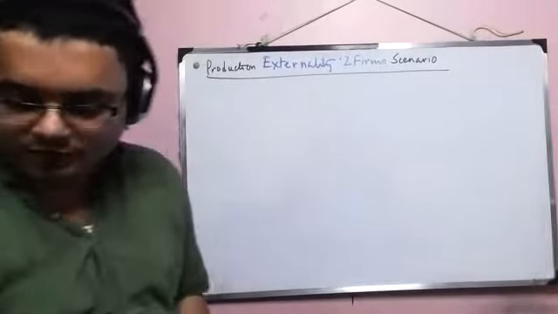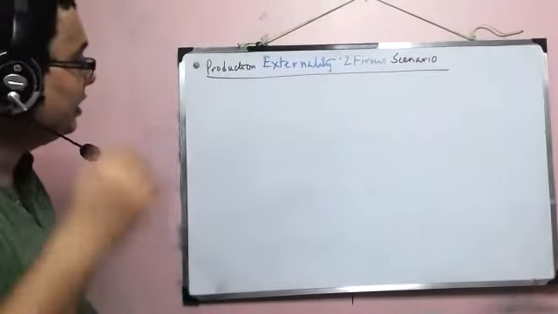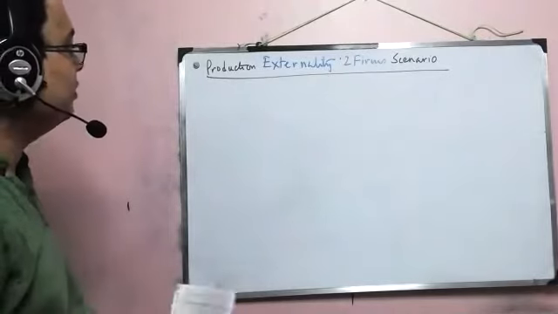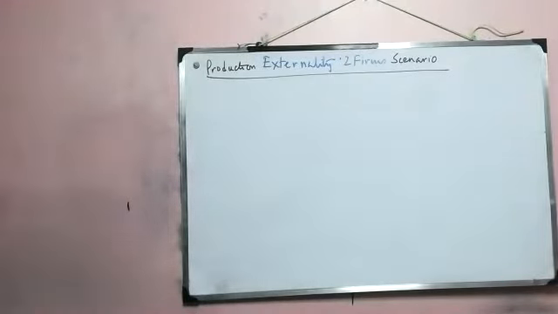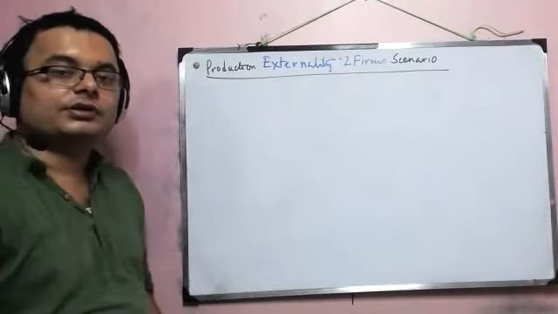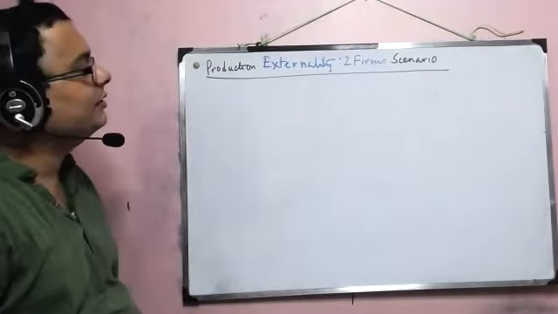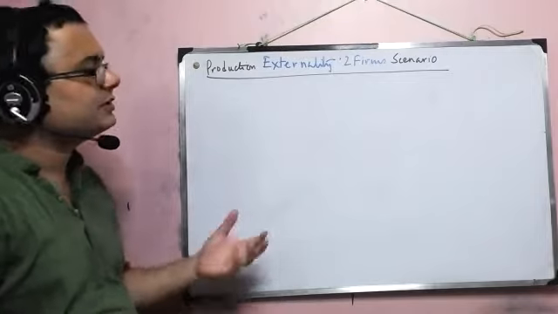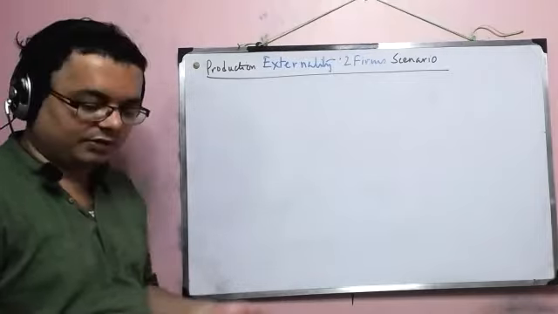Okay, so today we are going to start with an example of production externality, and we will apply different solution methods to solve it. First we'll describe the problem, the nature of the problem, and where this externality is coming from. Then we'll go on to solve the problem.